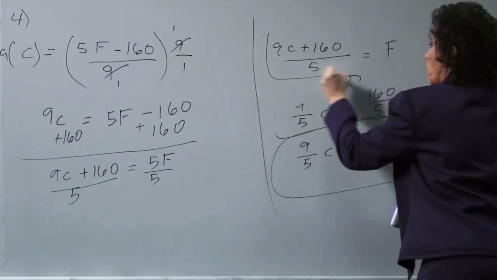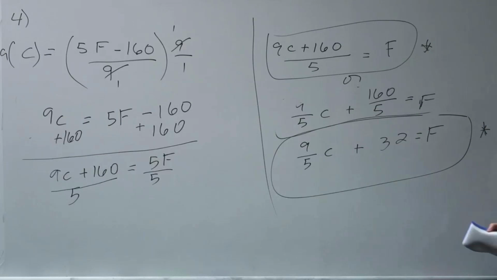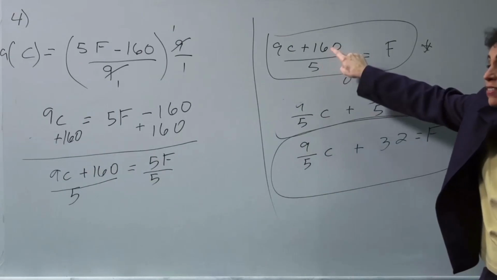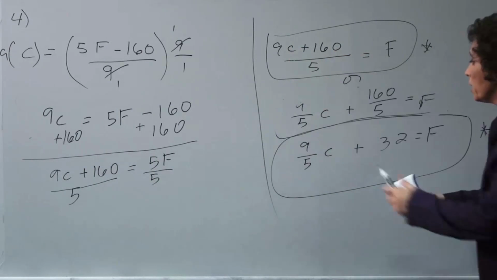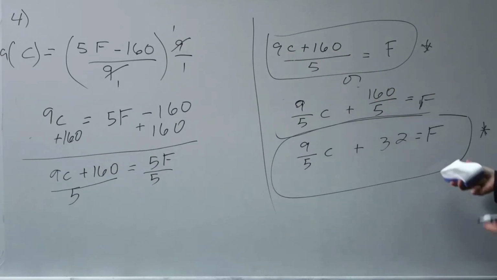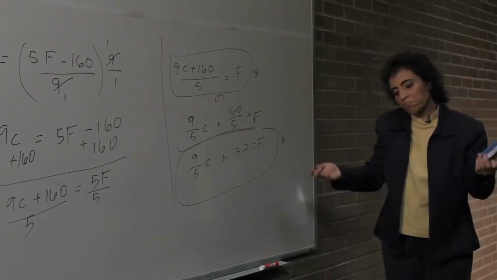But either this one or this one is okay. All right, just make sure when you do this, make sure you just don't take the 5 into the 160, because don't forget about the 9. The 9 gets really upset if you don't deal with him as well. Okay, and that's it. That's how you solve literal equations. Just get what you're solving for on one side, everything else on the other.